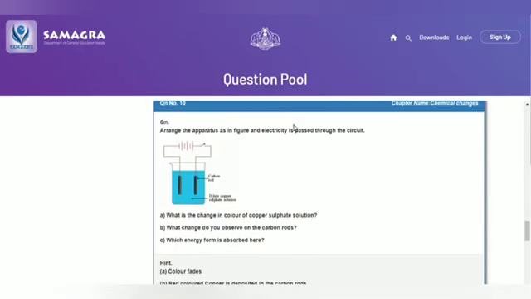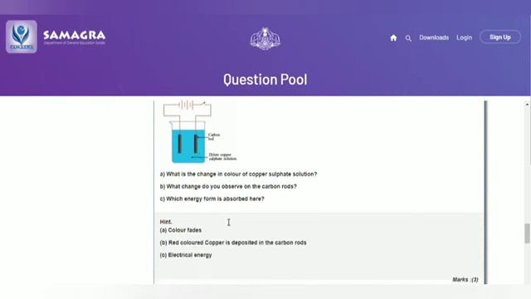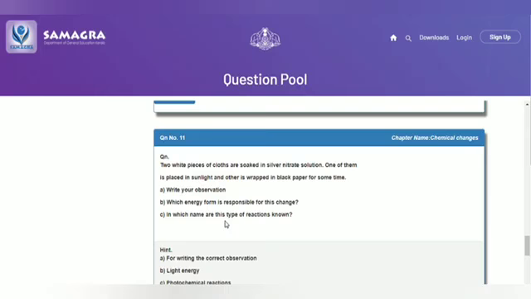Arrange the apparatus in the figure. Electricity is passed through the circuit. Here a carbon rod is given, then dilute copper sulfate solution. What is the change in the color of copper sulfate? Its color fades. What change do you observe on the carbon rod? Red colored copper is deposited on the carbon rod. Which energy form is absorbed here? Electrical energy is absorbed here.